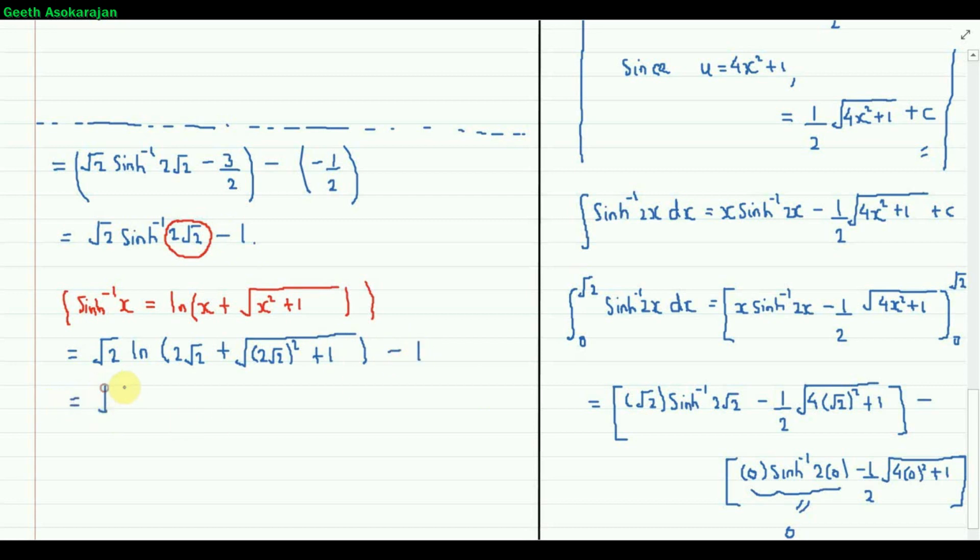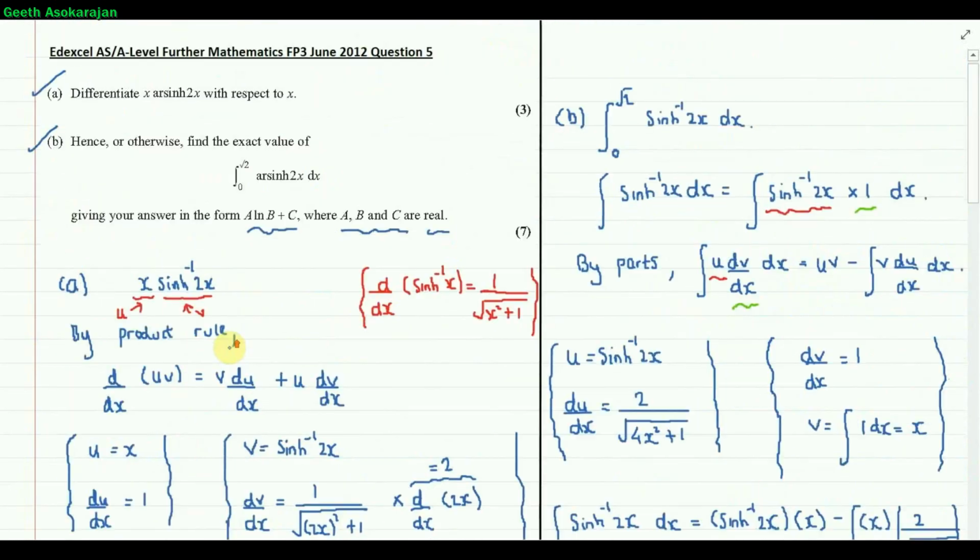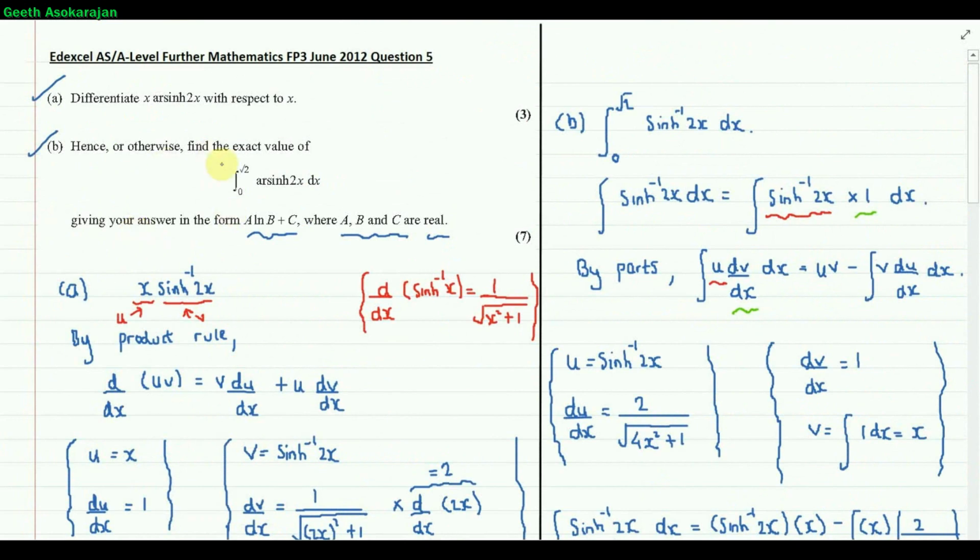So let me continue further. So we have root 2 ln, in this bracket we've got 2 root 2 plus 2 root 2 squared, so that amounts to an 8. 8 plus 1 is 9, and root 9 is 3, minus this 1. So this should be the solution to this particular part, part B. So it was a big, meaty question.